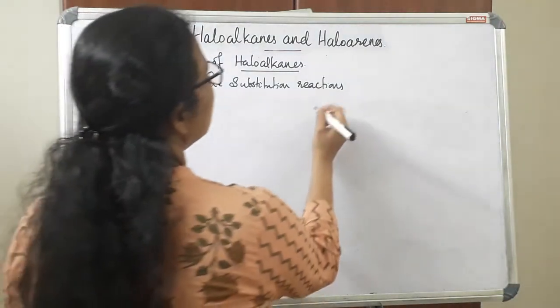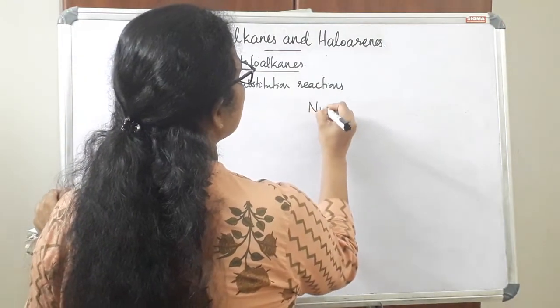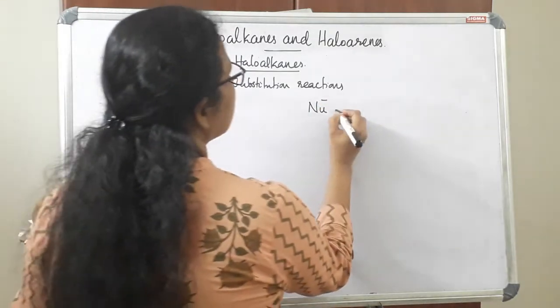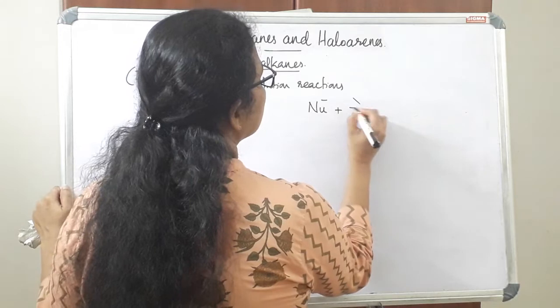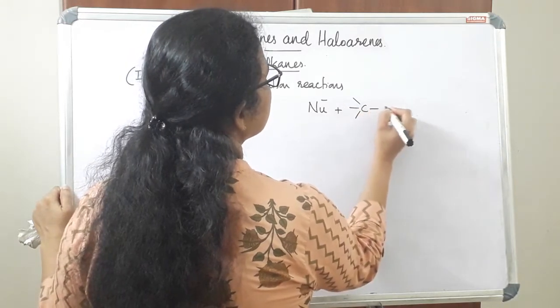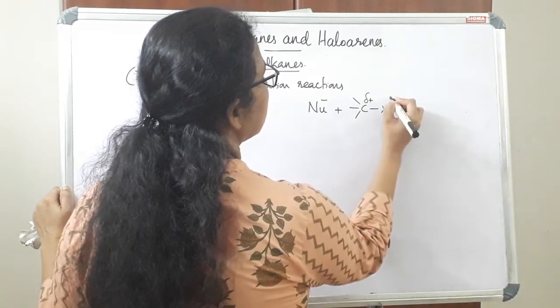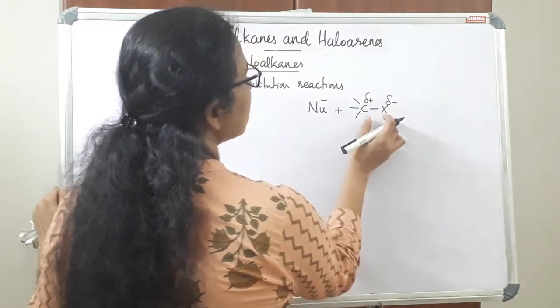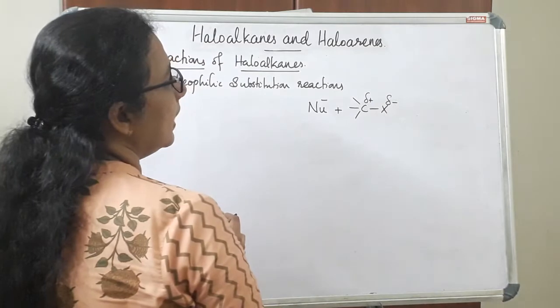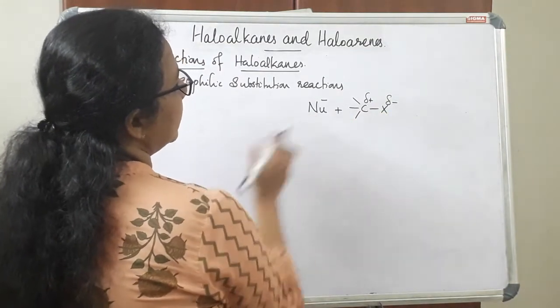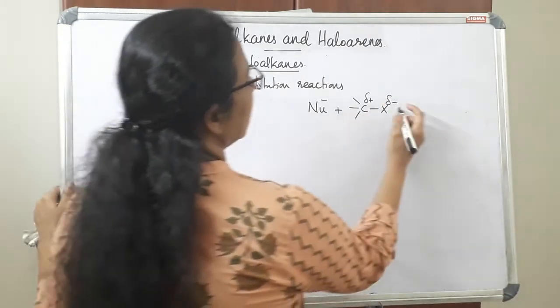We know that nucleophile is electron rich in nature, so we can represent it as Nu minus. And the alkyl halide can be represented like this, and we know that C is having a partial positive charge and X is having a partial negative charge, since the C-X bond in alkyl halide is polarized. So this is the representation of nucleophile and alkyl halide.